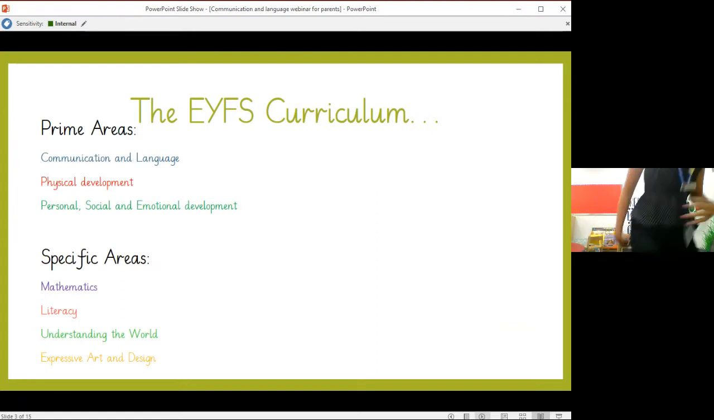Good morning, everyone. So in school, we use the EYFS to teach the children. There are 7 areas in the EYFS curriculum: communication and language, physical development, personal, social and emotional development. And then we have our specific areas: maths, literacy, understanding the world, and expressive arts and design. The primary areas are fundamental and they support the development in all the areas of the EYFS. That's why they're so important and we focus on them first. So with communication and language, that's what we're going to be focusing on.